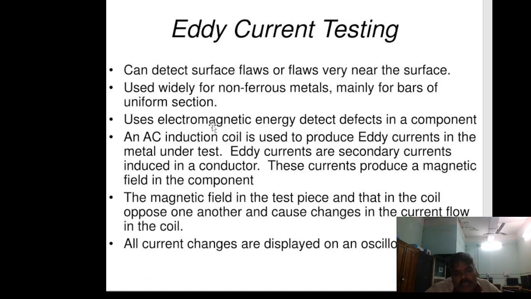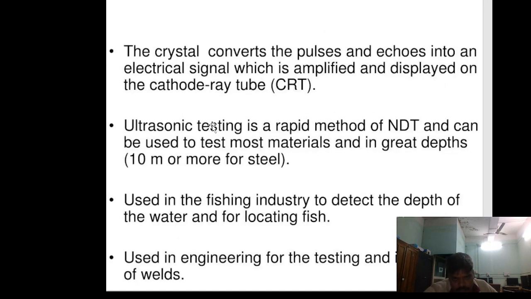Eddy current testing can detect surface flaws or flaws very near the surface, used widely for non-ferrous metal, mainly for bars of uniform section. It uses electromagnetic energy to detect defects in a component. An AC induction coil is used to produce eddy current in the metal under test. Eddy currents are secondary currents induced in a conductor. These currents produce a magnetic field in the component. The magnetic field in the test piece and that in the coil oppose one another and cause changes in the current flow in the coil. All current changes are displayed on an oscilloscope.